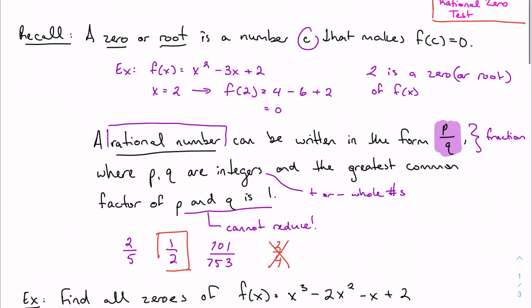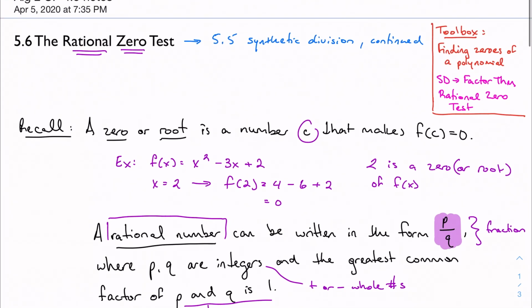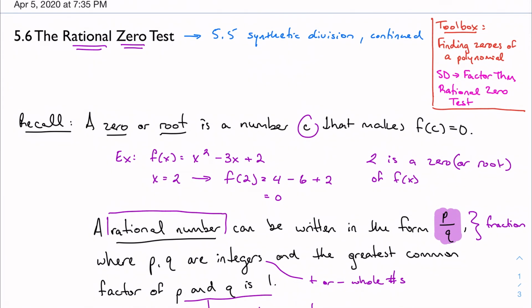So why am I bringing this up? Well, we're talking about it in 5.6, the rational zero test. So it would stand to reason that a rational zero would be a rational number, and maybe I'll just call that rational number R for rational. It's a rational number that makes the function equal to 0 when I plug in R. So that's all we're talking about here.